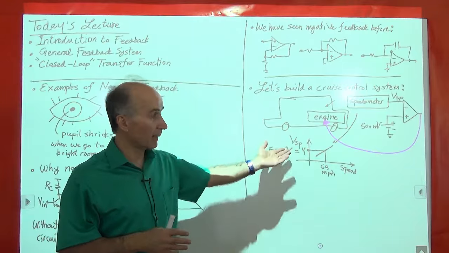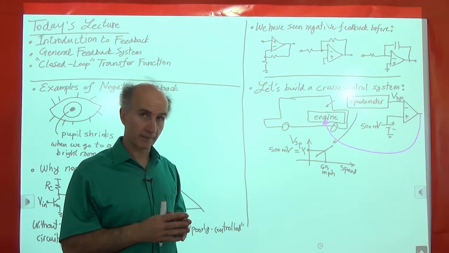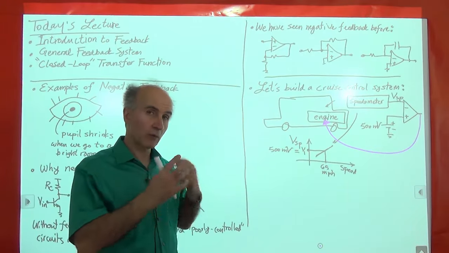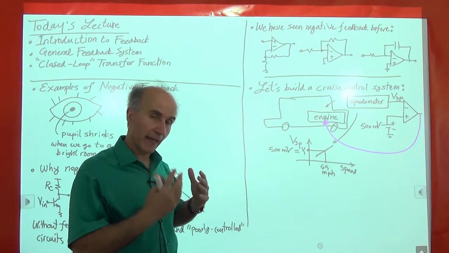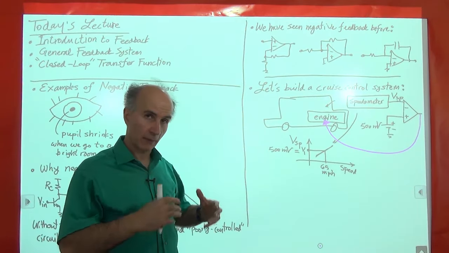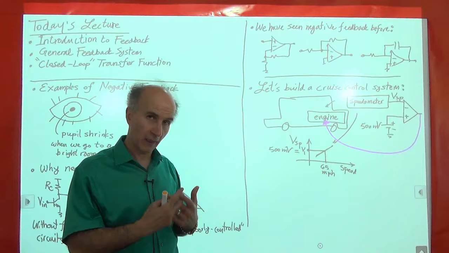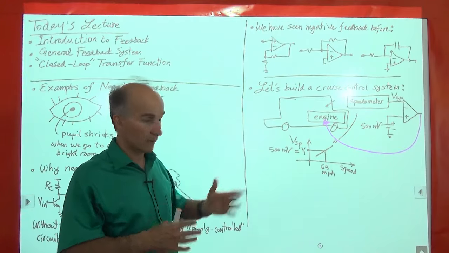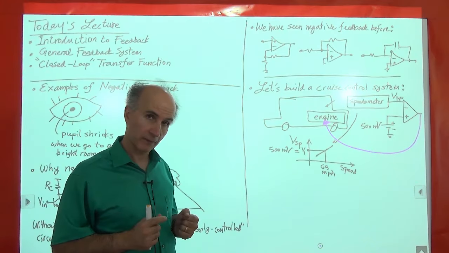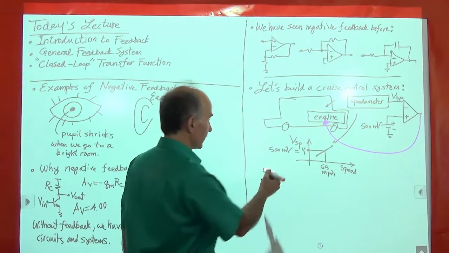This is an example of a negative feedback system. Now, of course, we have to formalize our understanding of such a system. We have to identify its components carefully and properly, but this just gives us a feel for what we are looking for. All right, very good.